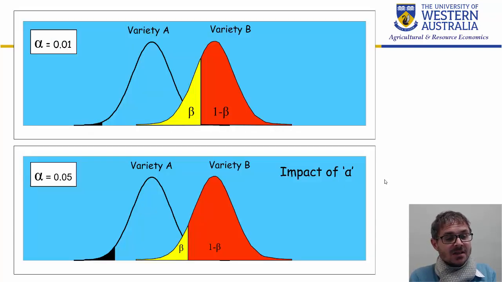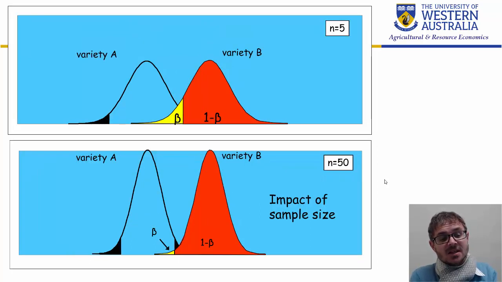So we've had a bit of a look at these things. We see that when we change alpha, it changes the chance of drawing a sample from variety B, which has a different mean, that falls in the do not reject zone of variety A. So if we go from an alpha of 0.01 to an alpha of 0.05, we would reduce the chance of drawing that sample from B that falls in the do not reject zone of A. So we'd be controlling our type 2 error rate.